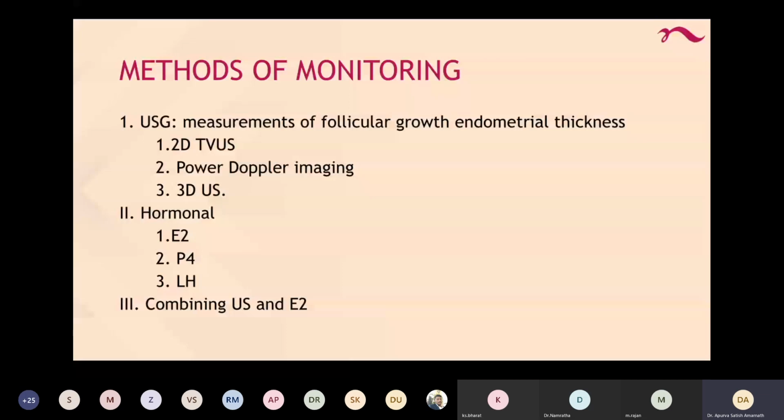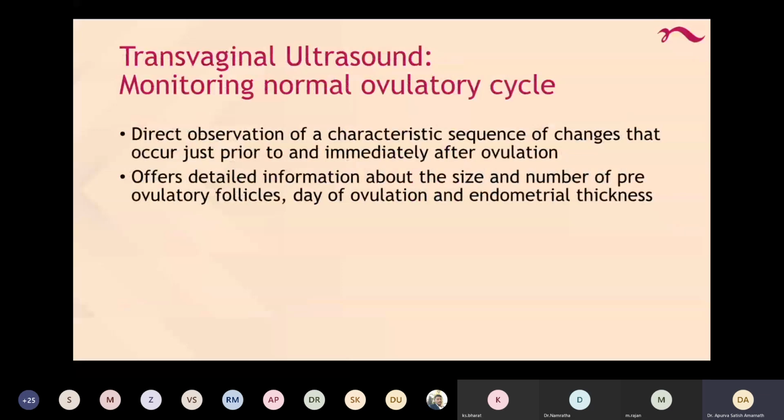The methods of monitoring basically would include ultrasound, which we use for monitoring of the follicular growth and the endometrial thickness. This can be done with the 2D ultrasound, power Doppler imaging also, and a 3D ultrasound. The hormonal test would involve the estradiol levels, the progesterone levels, and an LH level, and finally combining the ultrasound and the estradiol levels.